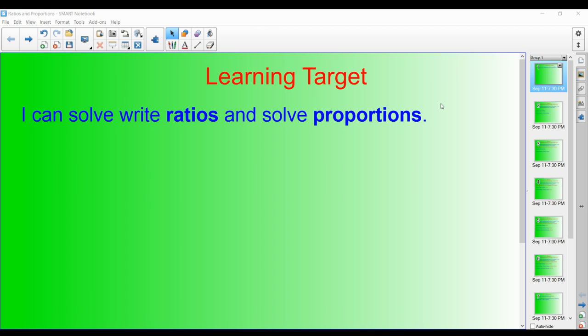Hi, everyone. Today we're going to talk about the real world concept of ratios and proportions. Now, I say we're going to write ratios and solve proportions. Since we have to solve proportions, the proportions are going to have equal signs, so they're going to be equations.